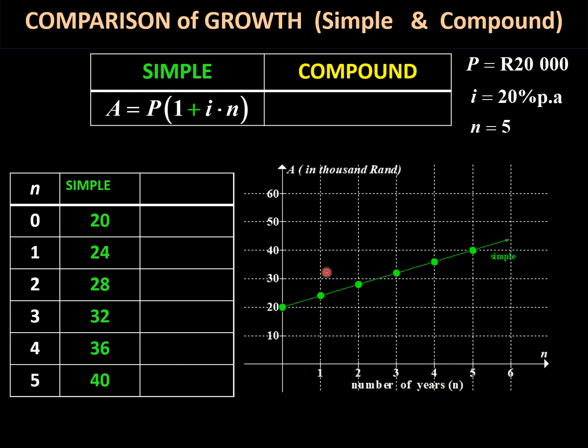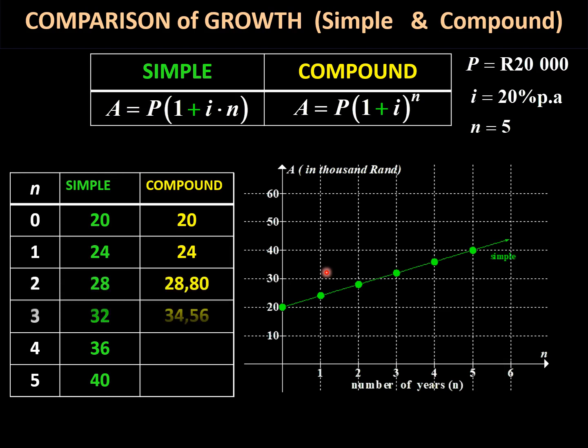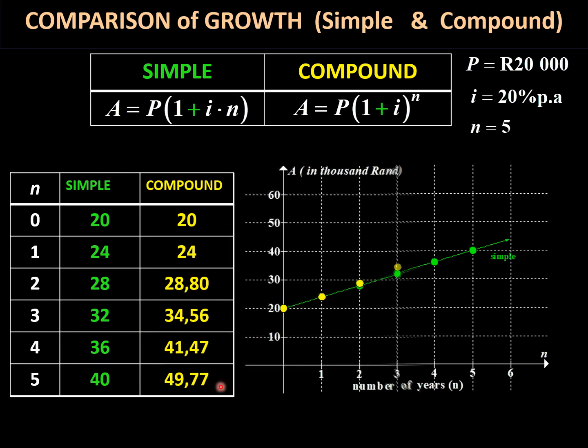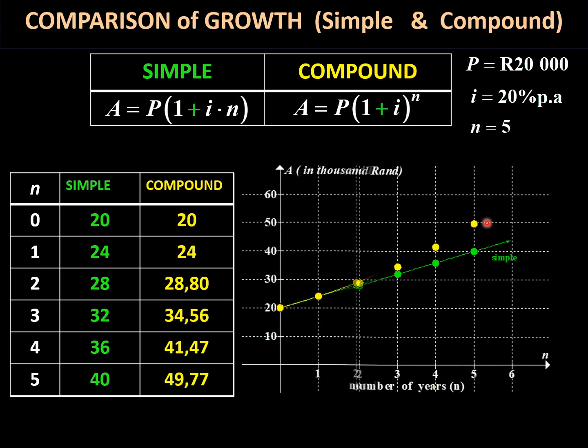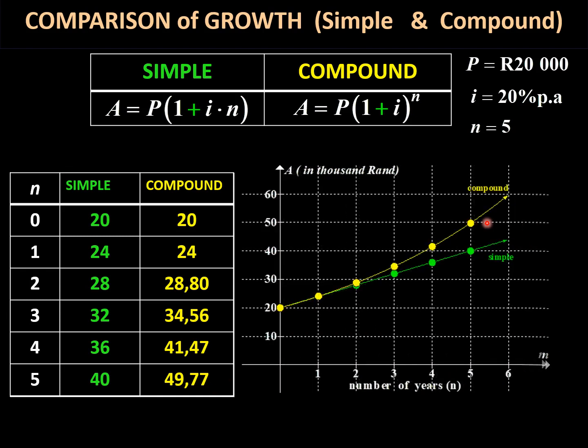Let's look at compound growth. We substitute those values. We start off with our 20, the same amount for the first year, but you see there the amount increases because it's compounded. Let's get a visual picture of that. You can see the first year it was the same, and then it grows. And that is not a linear relationship. This is referred to as exponential growth. So you see there's a big difference between simple growth and compound growth.